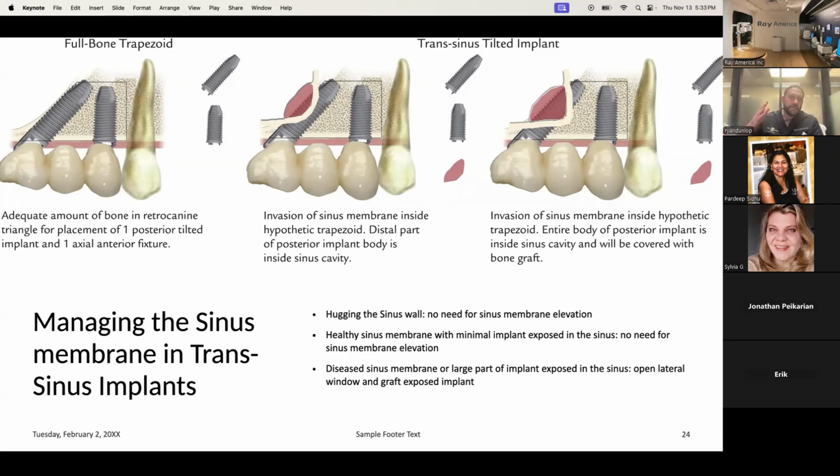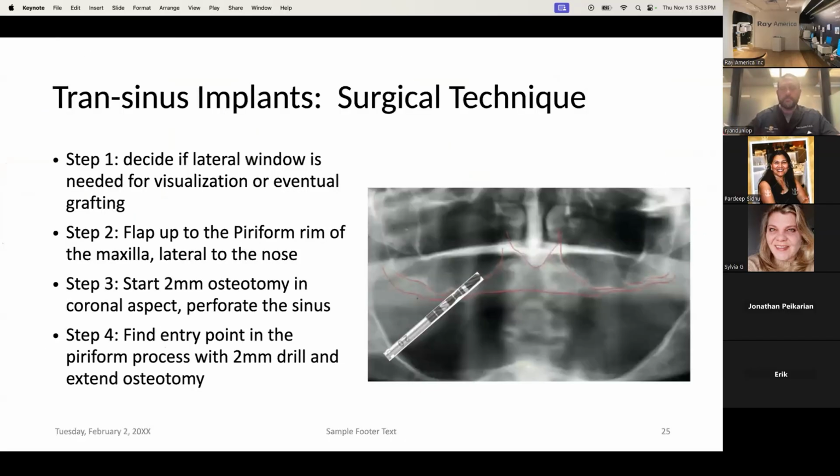So the rule of thumb is if you're glancing the sinus membrane or barely going through it, there's no need to raise the flap and raise the membrane. If you do go through the sinus in a significant way, and the sinus shows signs of pathology already, then you want to get in there with a lateral window and push that membrane out of the way so that you can allow the membrane to fall down onto the implant instead of going through it.